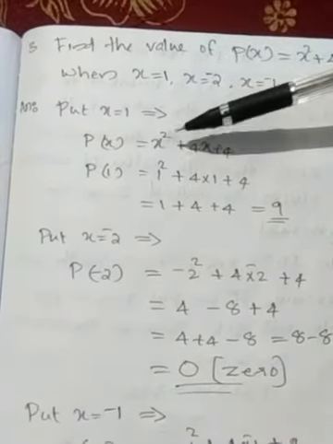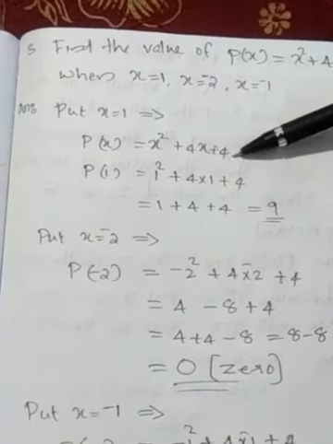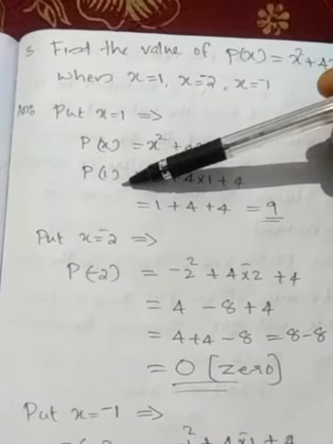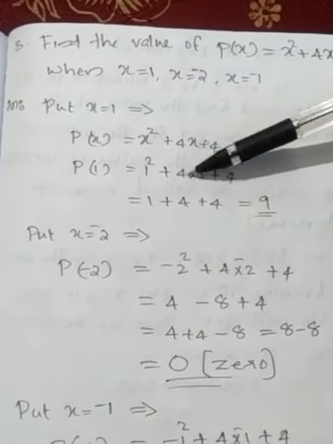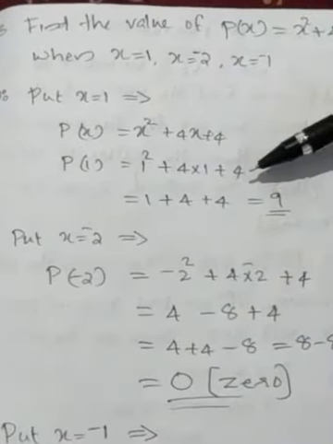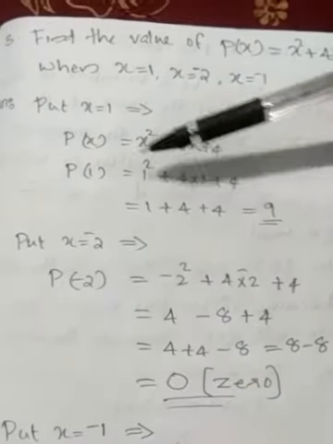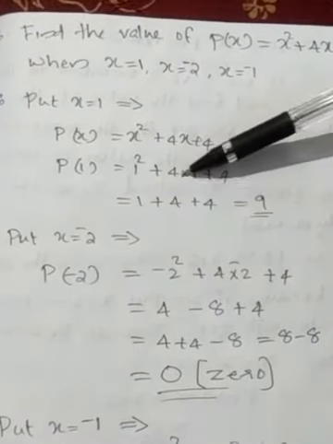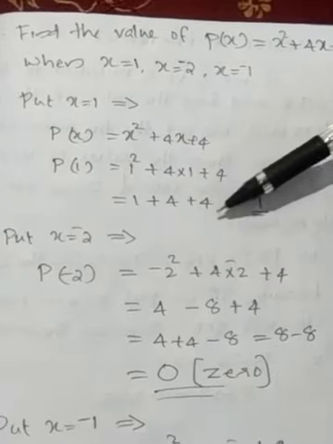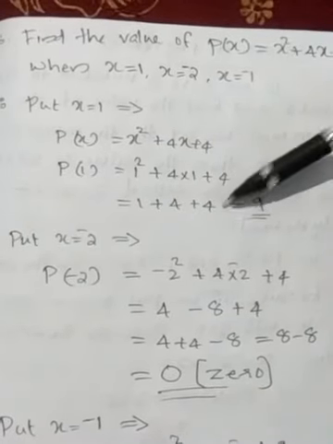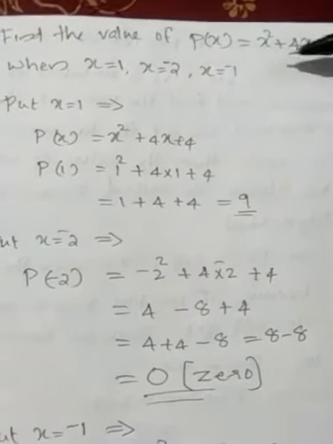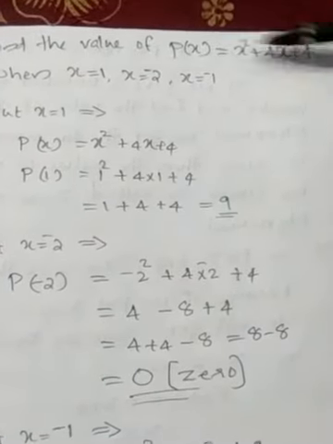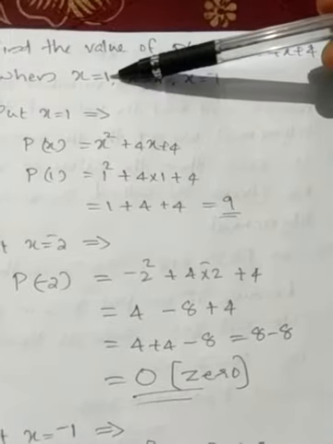So, p of x equal to x square plus 4x plus 4. P of x becomes p of 1, and x square becomes 1 square, and plus 4x becomes 4 into 1, and plus 4 has no change. Then 1 square becomes 1, and 4 into 1 becomes 4, and plus 4. So by adding all these numbers we get the answer 9. So 9 is the value of this polynomial when x equal to 1.